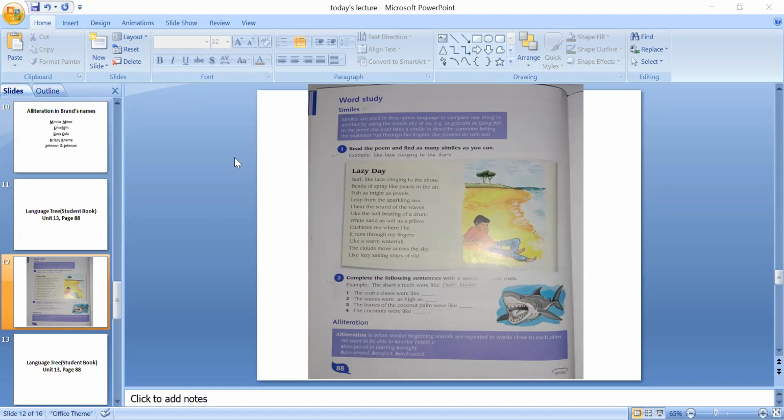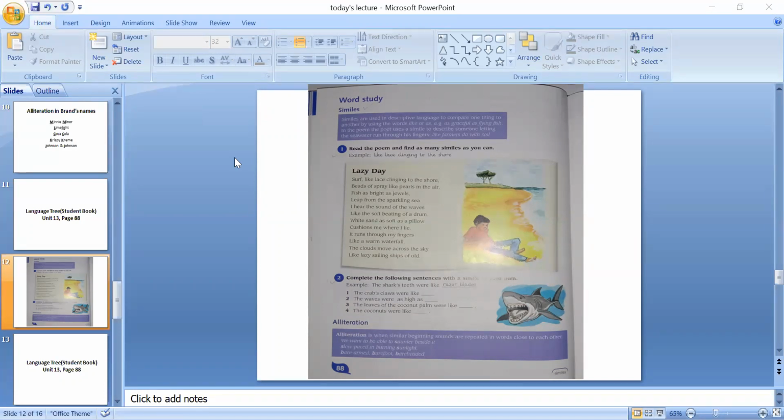Okay, Yashad. Unmute your mic, Yashad. Yes, teacher. Read it. Second question, beta. Complete the following sentences with a simile of your own. Beta, simile. Simile of your own.